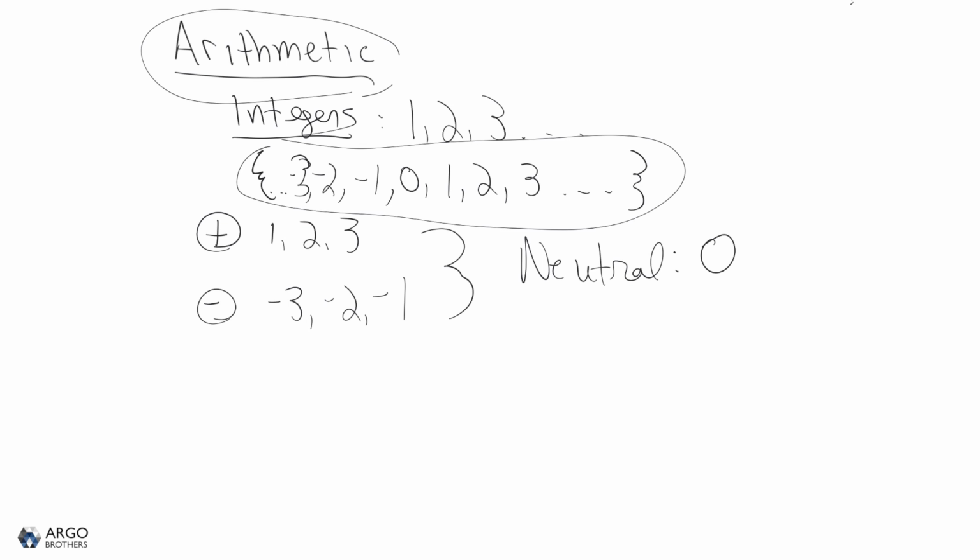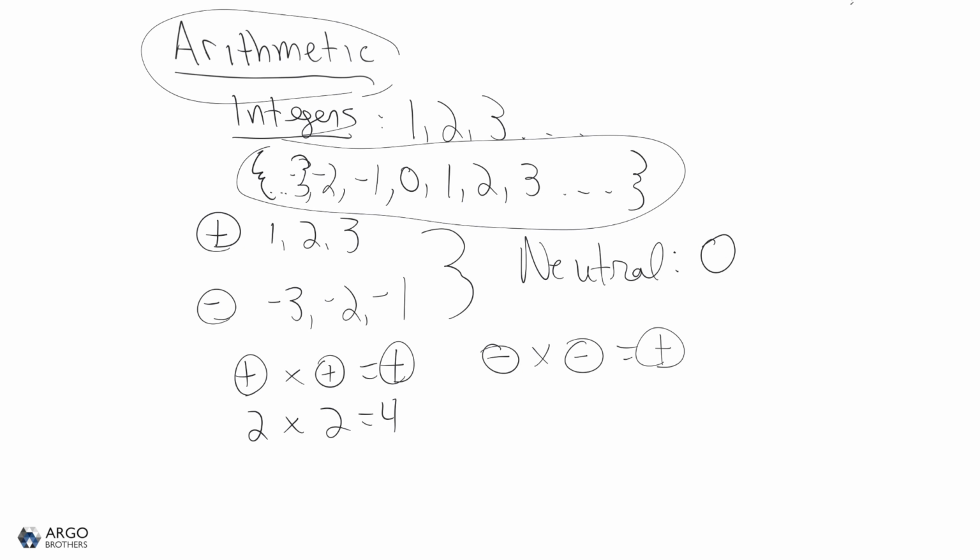Next, we'll talk about how you can multiply integers. So the product of two positive integers is a positive integer. So plus times plus would be a positive integer. And an example of that would be something like 2 times 2, which is 4. And then negative times negative is also positive. So an example of that would be negative 2 times negative 3 equals 6. Lastly, a positive integer times a negative integer would be negative. An example of that would be negative 3 times 2, which is negative 6.